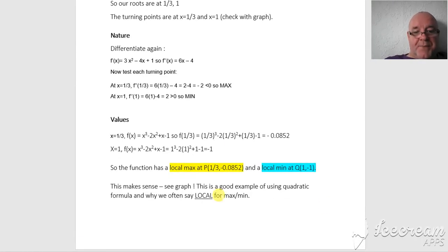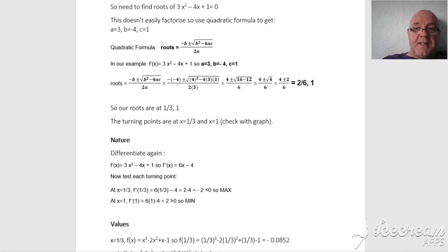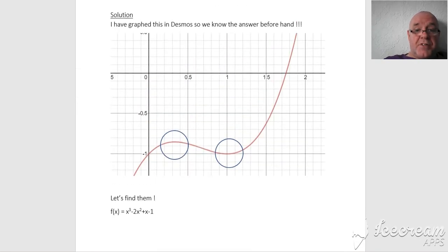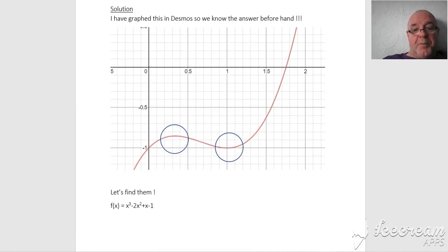And then to put the values in, if x is a third, f of x is x cubed minus 2x squared plus x minus 1, and that gives negative 0.0852. And then when x equals 1, f of x becomes f of 1, so that turns out to be negative 1. So the function's got a local max at P, 1/3, negative 0.0852, and a local min at Q, 1, negative 1. And again, that makes complete sense, and you see here why we use the idea of local max and local min.